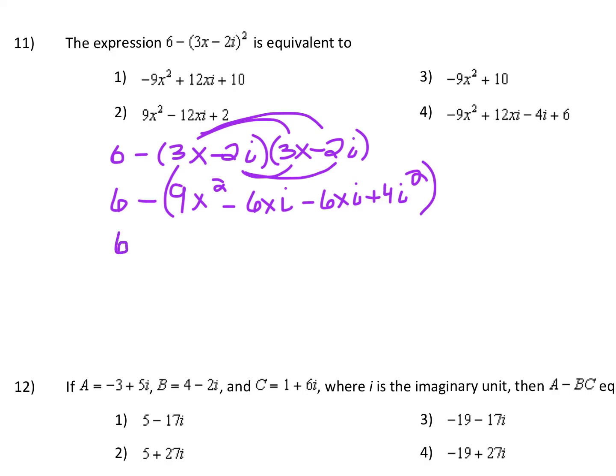So we'd have 6, and then I'm going to distribute this negative to each term. So negative being distributed to the 9x squared would make it a negative 9x squared. A negative times a negative 6xi would be positive 6xi. A negative times a negative 6xi again would be a positive 6xi. And a negative times a positive 4i squared would be a negative 4i squared.